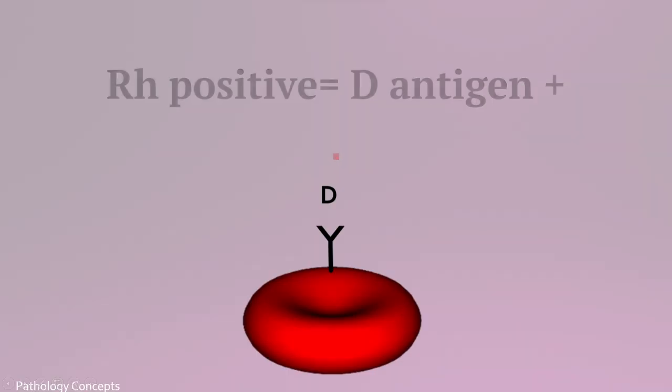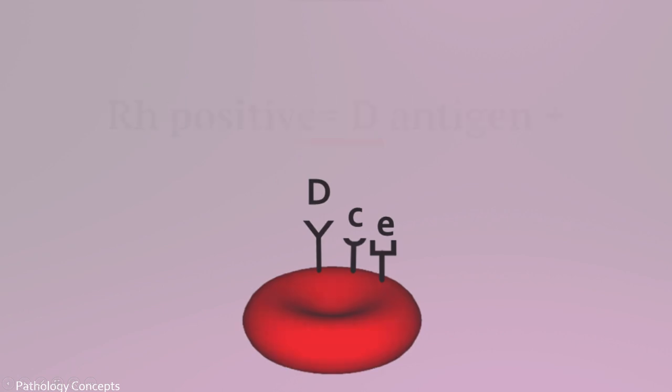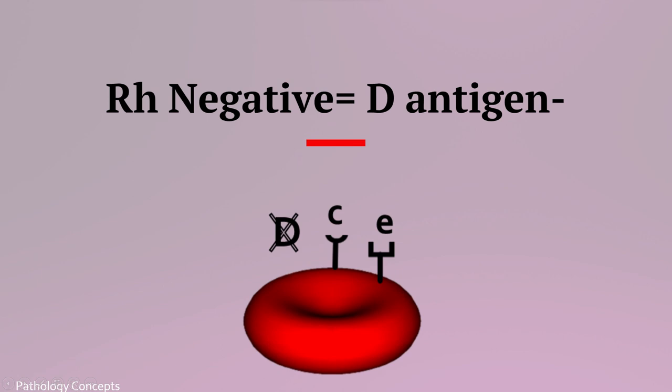Rh positive means D antigen is present on the RBC, represented with capital D, along with other antigens present like capital C, small c, capital E, small e. Rh negative means D antigen is absent, represented with small d, along with other antigens present like capital C, capital E, small e.